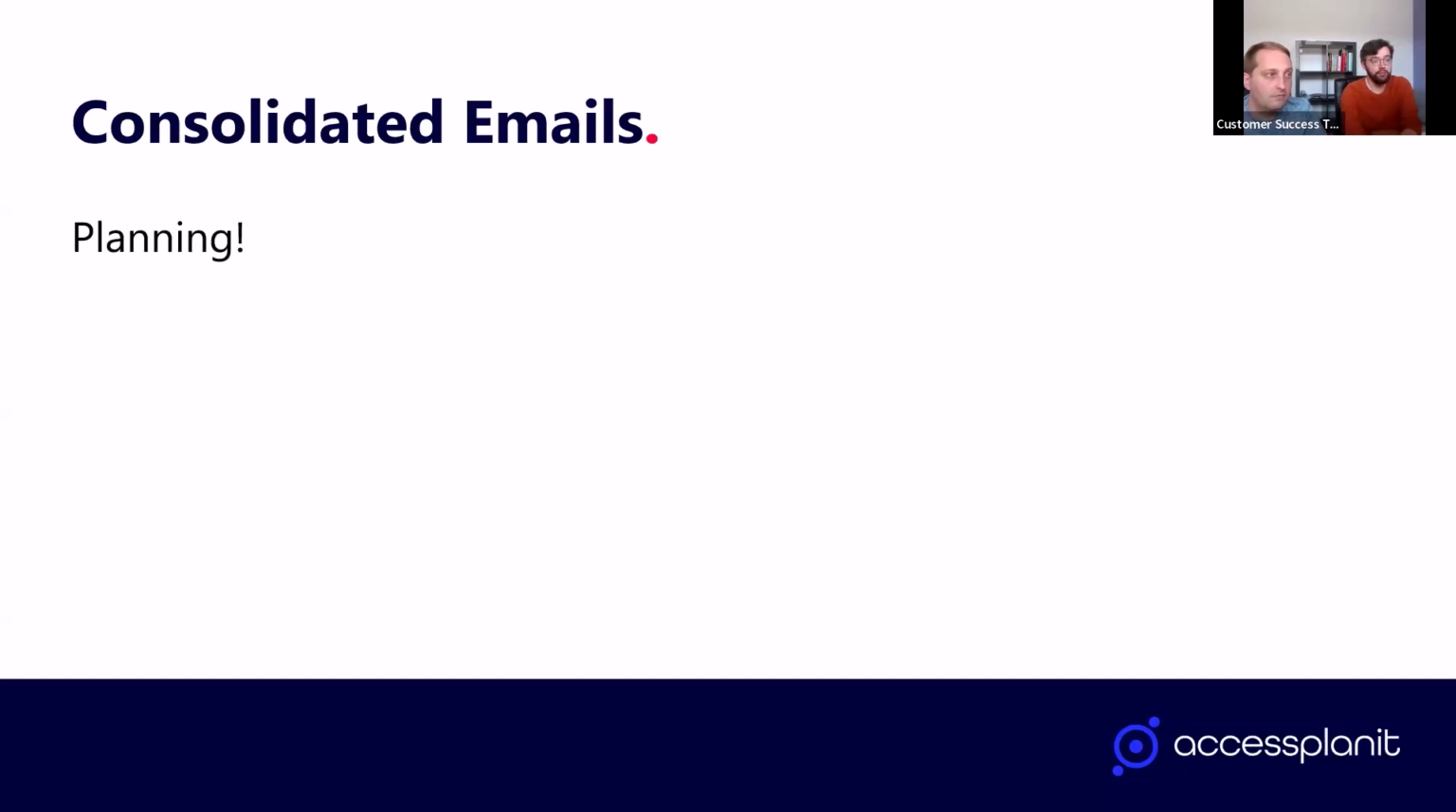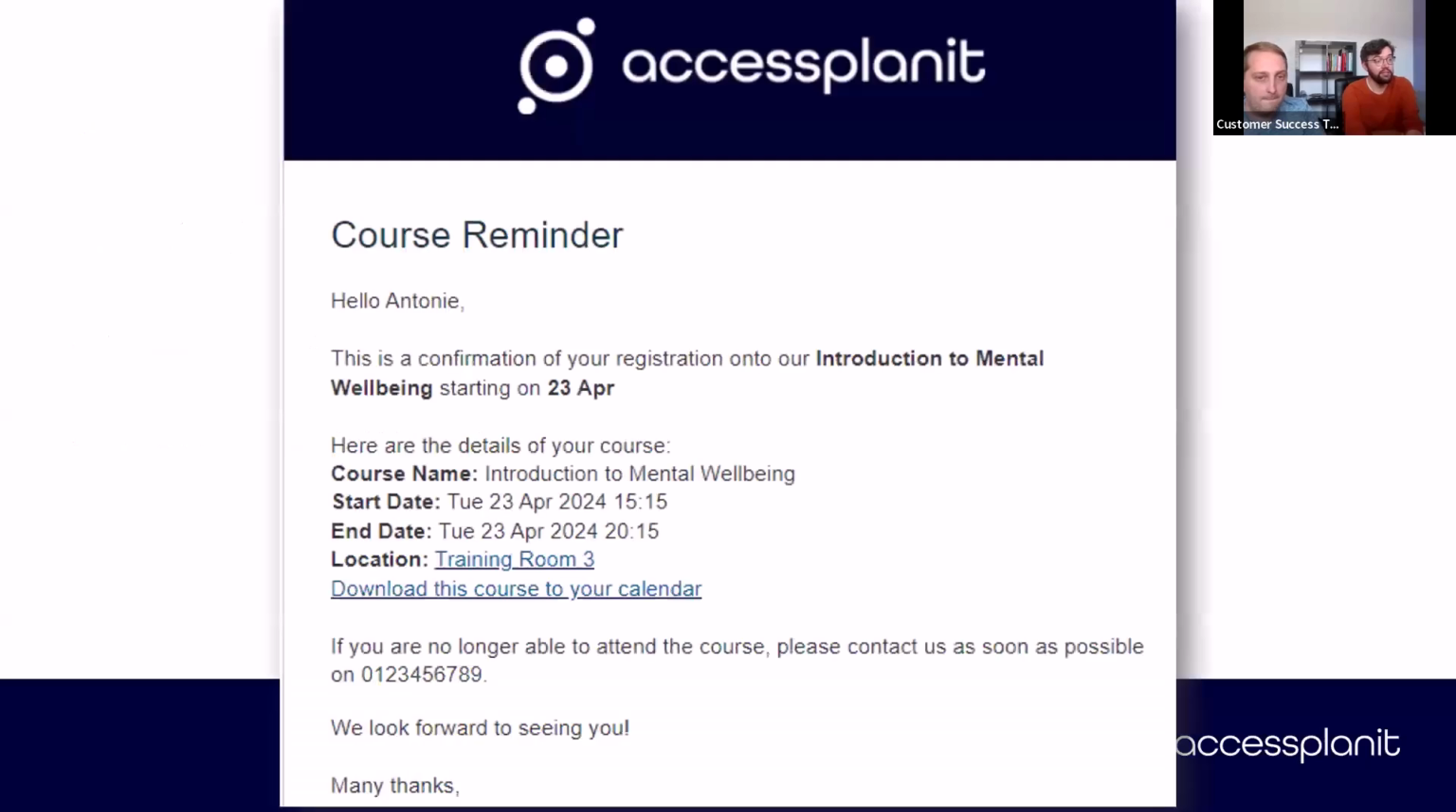Now, as I said, there isn't too much to do when it comes to planning. You just need to choose which email you would like to consolidate, and then you would choose how you'd like to lay out your merge fields, the information that you're going to pull through to your consolidated version. So for this example, we'll be working with delegate-based classroom course reminders.